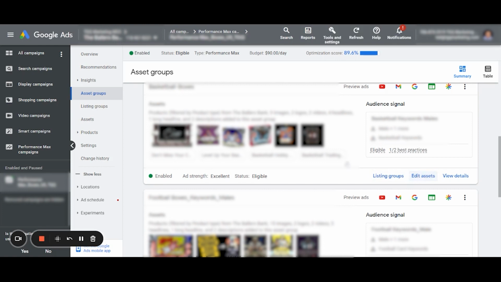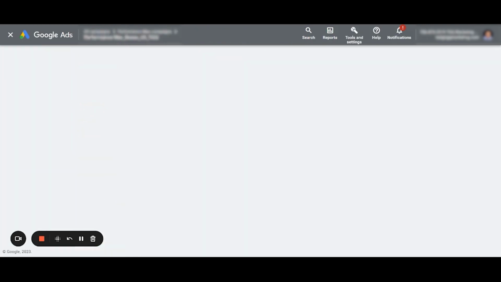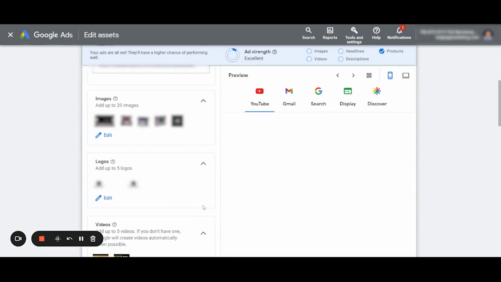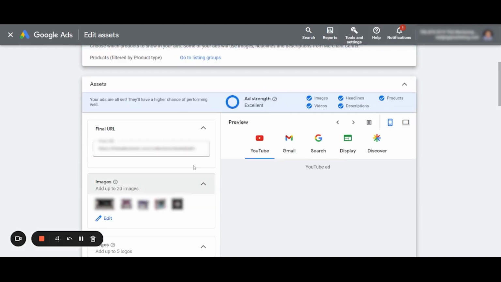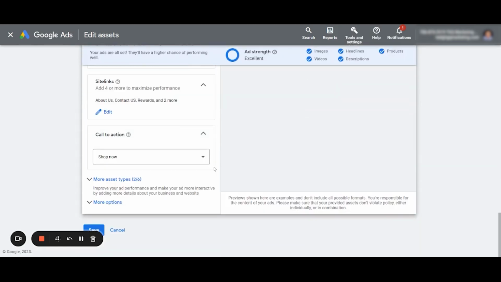So if we click in asset groups here, this is another thing they didn't have: video, so Google would automatically create them. So you want to put relevant videos to the products that they're advertising. Make sure that the final URL is being sent to the product page that's the most relevant as well.